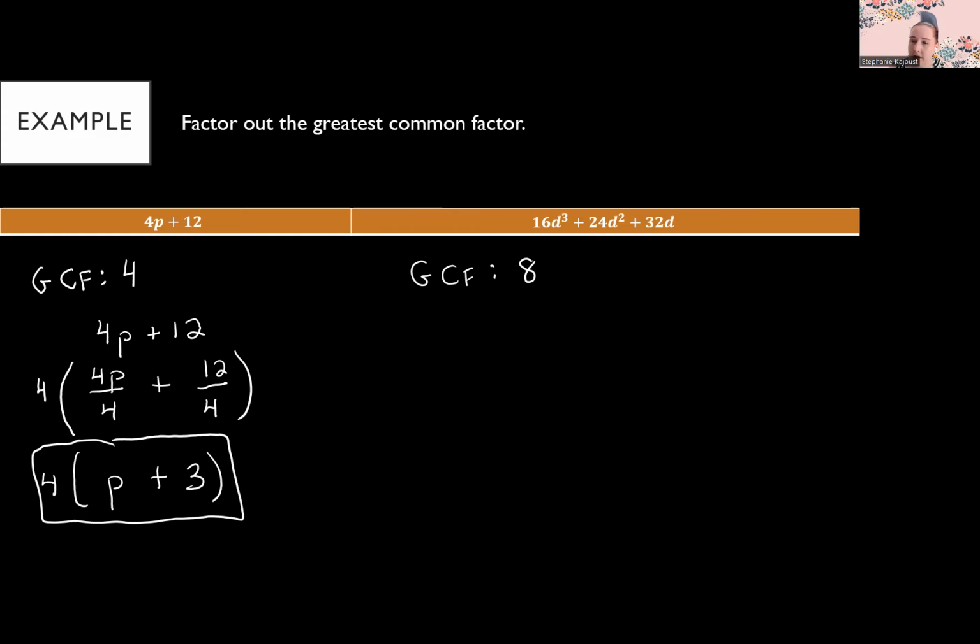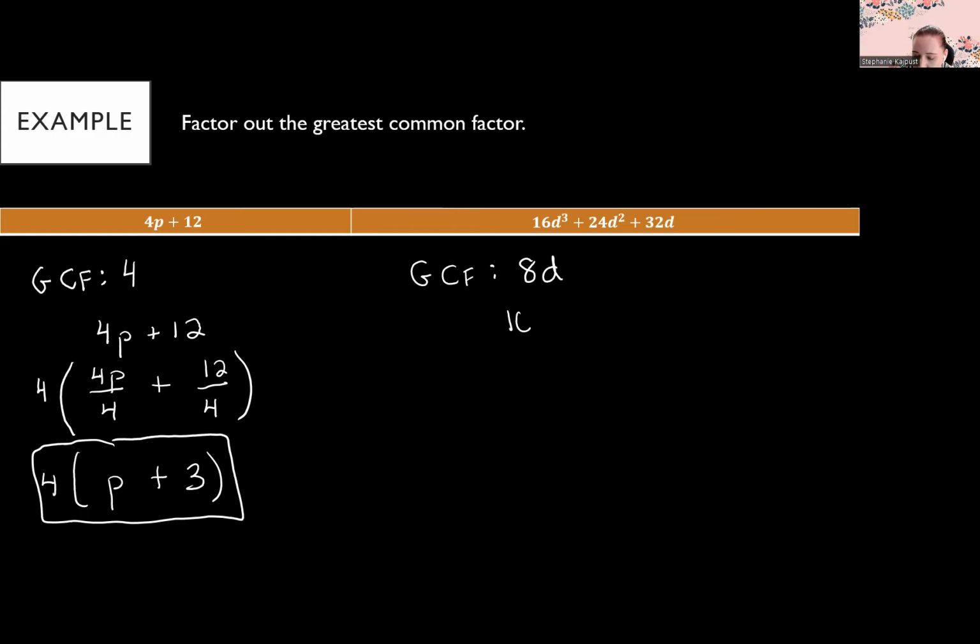Then I look at my variables. They all have a d. The first term has d cubed. The second term has d squared. And the third has a single d, which would be an exponent of 1. So the smallest exponent is the single d with an exponent of 1. So I can factor out a d. So my greatest common factor is 8d.